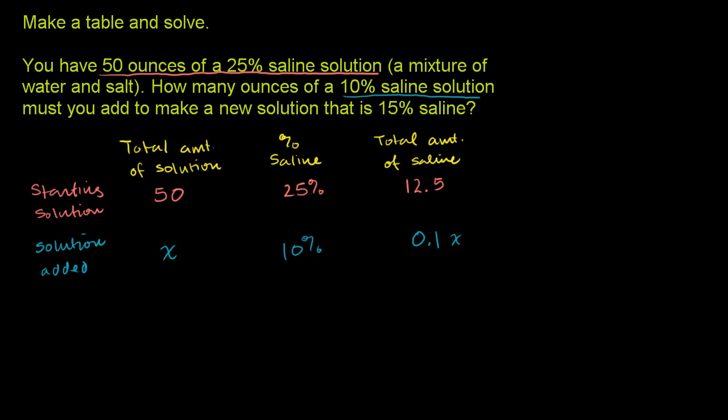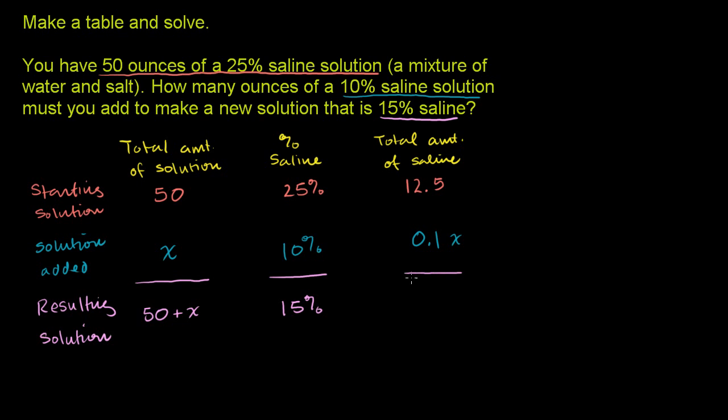Now, when we add it, what do we end up with? So let me do this in a different color. Resulting solution. Well, if we started with 50 ounces and we add x ounces, we are going to end up with 50 plus x ounces. That's our total volume of the resulting solution. What percent saline is it? Well, our goal is to make a 15% saline solution. So it has to be 15% saline. Now, what's the total amount of saline in it? And this is kind of the main cell in this table.